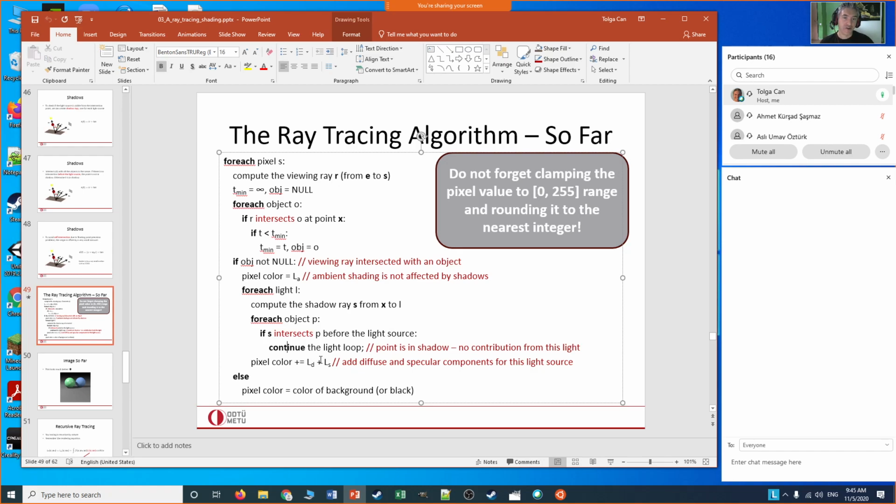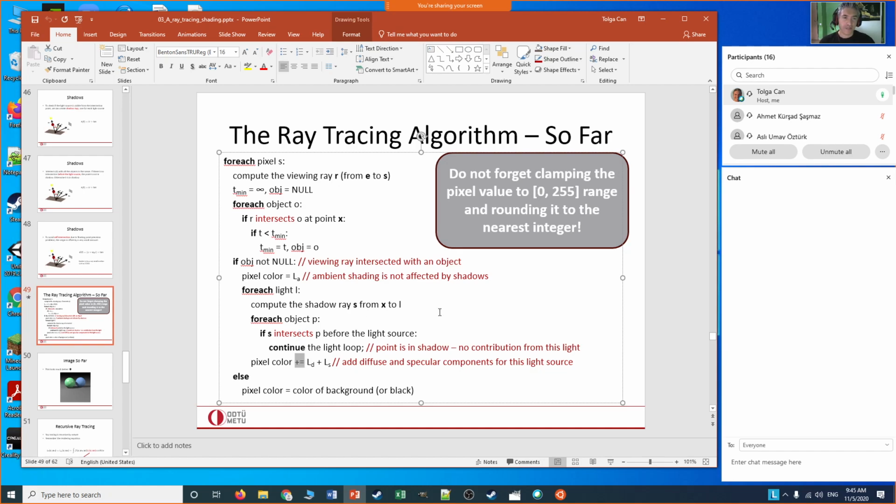Otherwise, if you're not in shadow, we add the diffuse and specular components to the pixel color. As you can see, everything in pixel color is additive. Now, this is after we have the shadows.